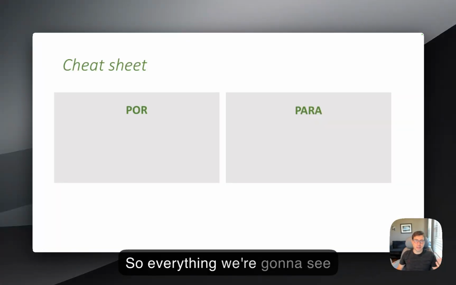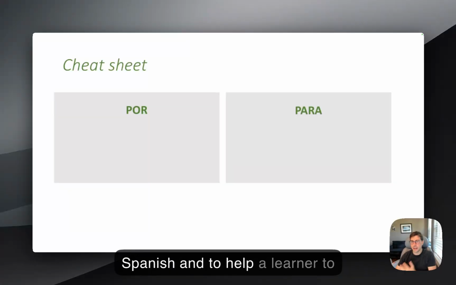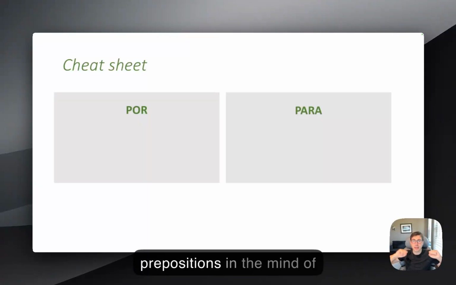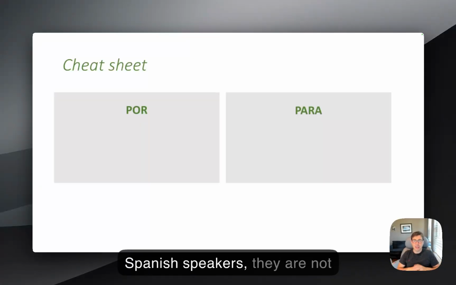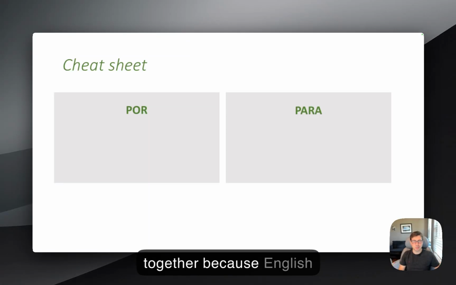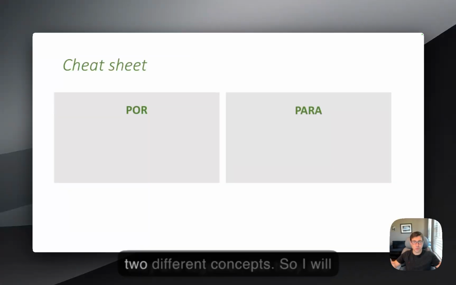Everything we're going to say today are generalized rules made by us to try to understand Spanish and to help a learner use por and para in the right context. Also, keep in mind that por and para are two different prepositions in the mind of a Spanish speaker. They are not related at all. We are putting them together because English speakers often get confused by them. So they are together, but they are two different concepts.